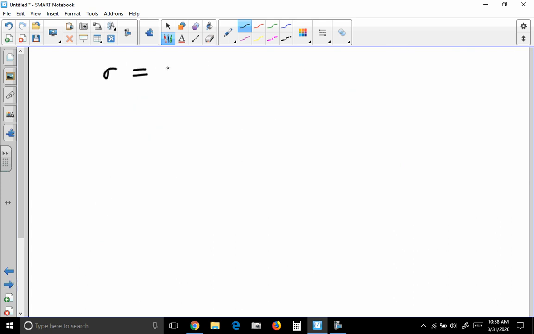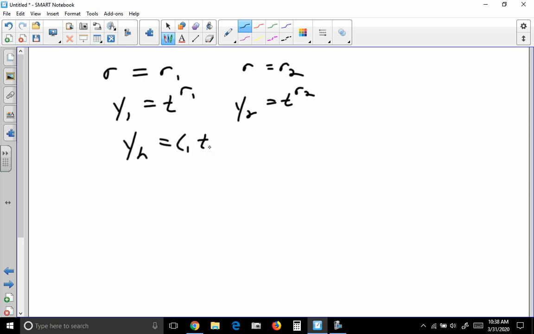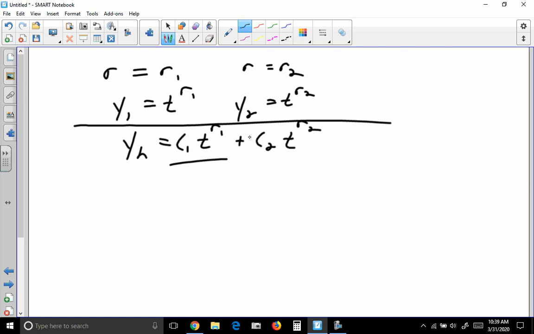If we have two separate solutions, let's just call them R1 and R2, then one solution is t to the R1, the other solution is t to the R2. So in general, for our homogeneous solution, we would have C1 t to the R1, C2 t to the R2. So it's similar to what we had in the past once we got the solutions to our characteristic equation. If we had separate solutions, we would just plug in our R's.